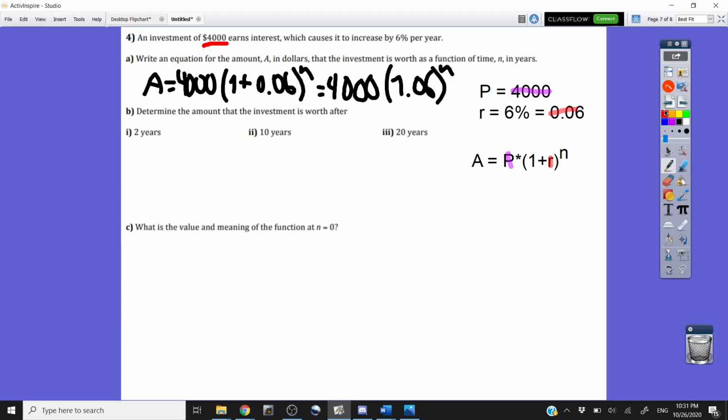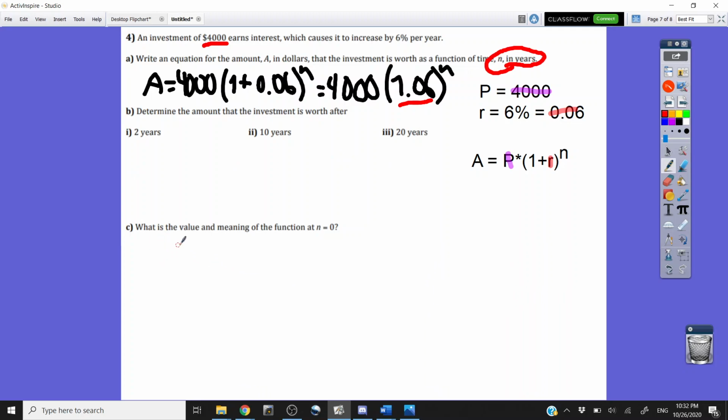And this should make a lot of sense to you. When you think about what happens, you are gaining 6%. So in the end, you have 106% of your money. So determine how much the investment is worth after 2 years, 10 years, 20 years. Well, n is already in years, so all you have to do is input those numbers into n and use your calculator. It'll give you solutions. So go ahead, finish those up.